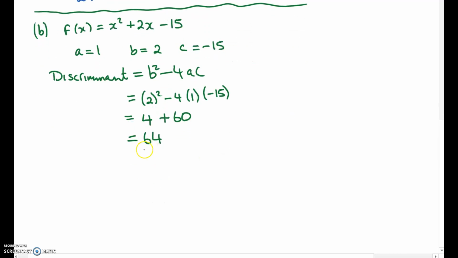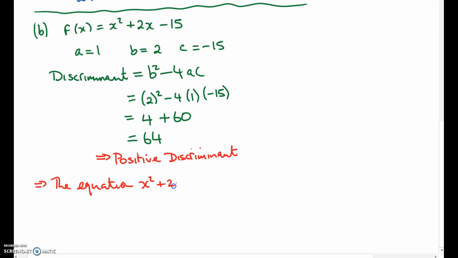Now that's a positive number. What's important about this in the context of this question is that it's positive. So the discriminant is positive. We have a positive discriminant. And that means that the equation x squared plus 2x minus 15 equals 0 has two real solutions. We don't know what they are.